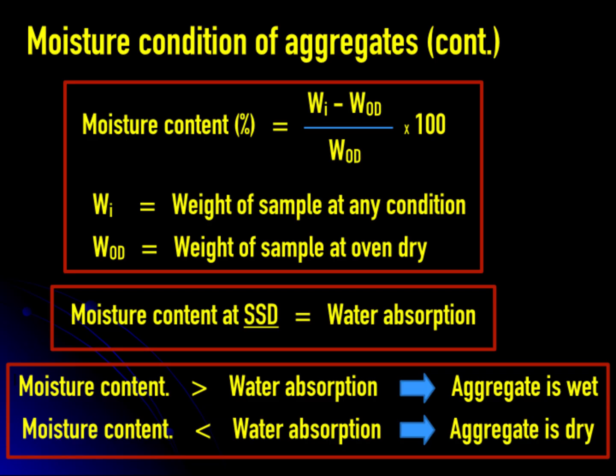The absorption of aggregate can be calculated from this equation. It is the difference in the weight of aggregate at different conditions relative to the oven dry condition, in units of percentage. Typically, the moisture content at SSD is called absorption, while that at any other point is called moisture or water content.